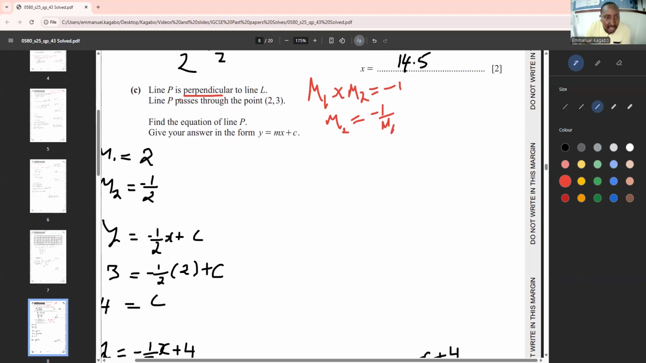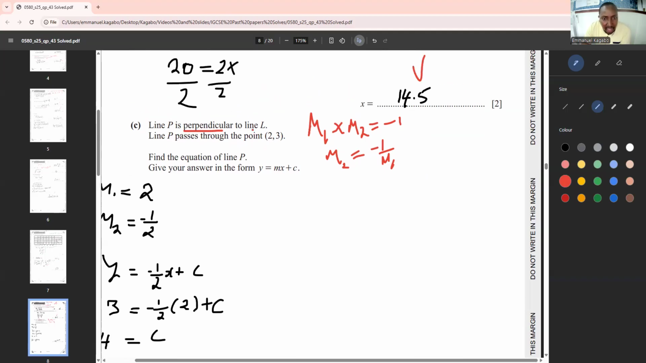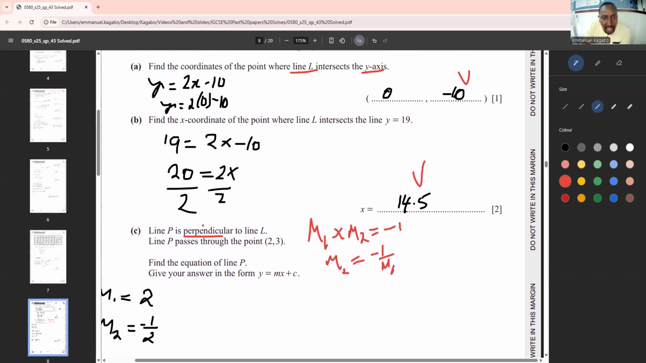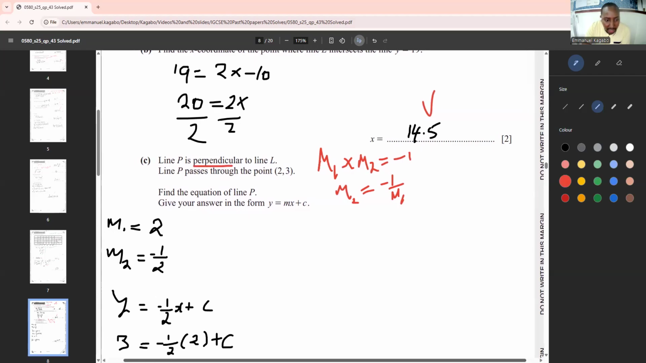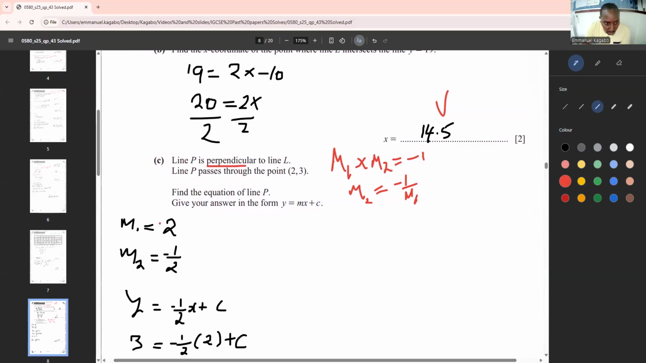Now, the line P is perpendicular to line L. Do you still remember line L, guys? What was it? What was our line L? It was y equals 2x minus 10. So what's the gradient of that line? The gradient is this. So that's why the gradient of line L is 2.